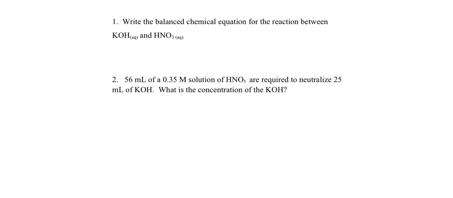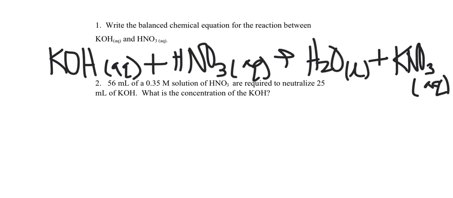So let's do a little bit of practice. First, we're going to write the balanced chemical equation for the reaction between potassium hydroxide and nitric acid. We have a strong base and a strong acid. We said that when we have a reaction between a strong base and a strong acid, we're always going to get water and a salt, an ionic compound. So remember, we'll do our double replacement.